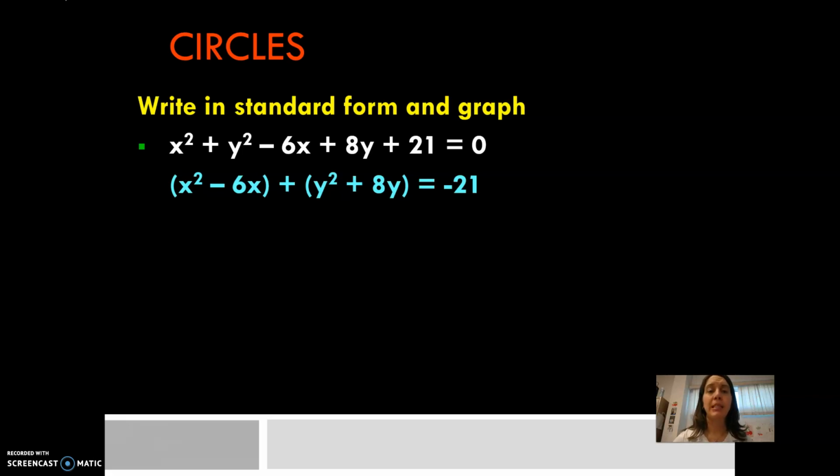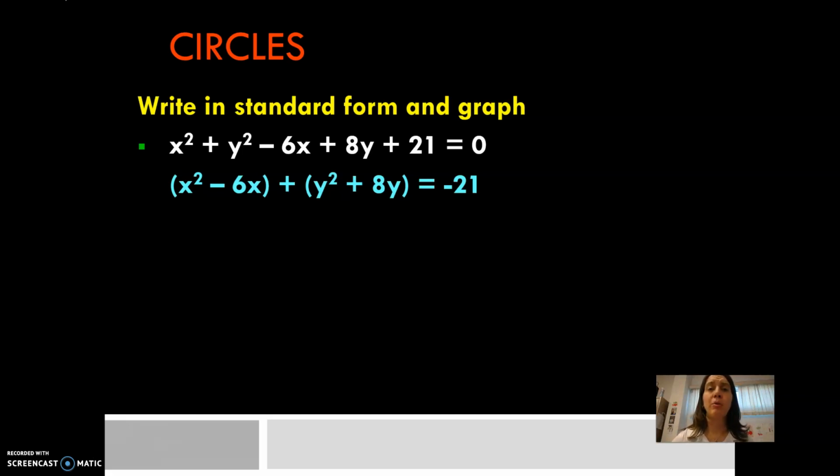Then I still have that plus sign. It's got to be a plus sign in between the two parentheses. If it was a minus, it would be a different shape that we'll talk about later. In the second parenthesis, I've located all my y's, y squared plus 8y, and at the same time, I've subtracted the 21 to the right side of our equation.